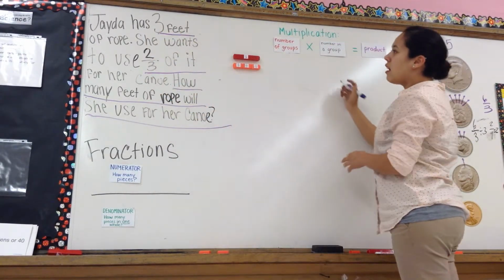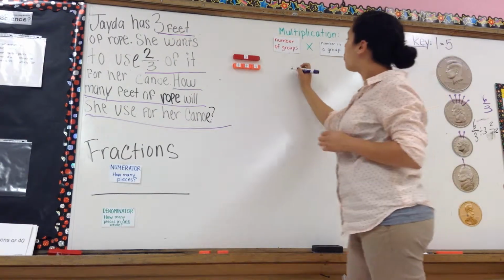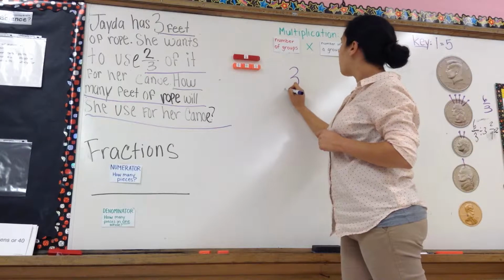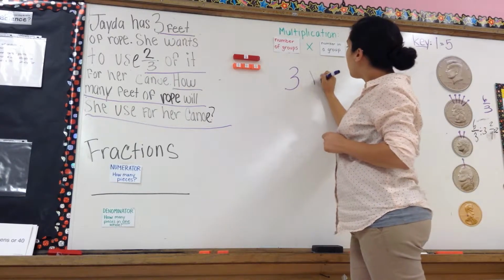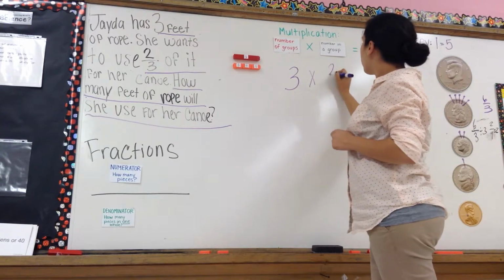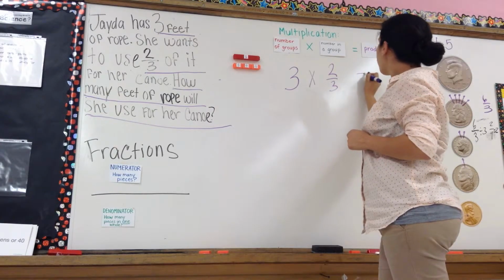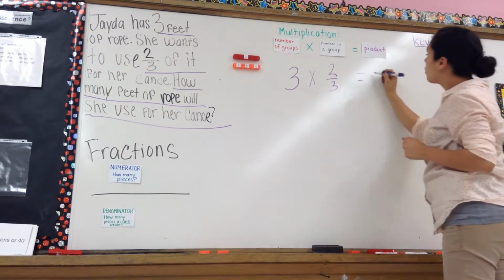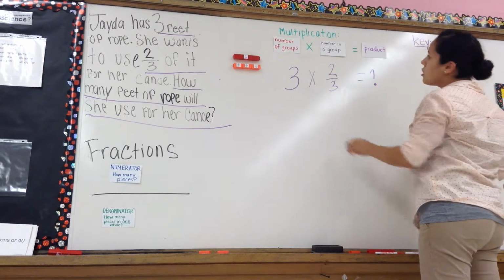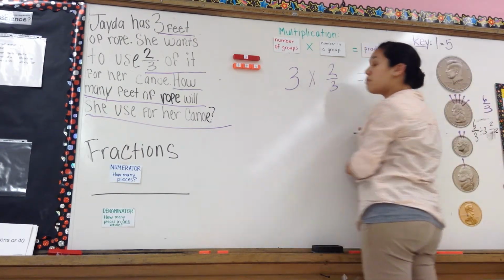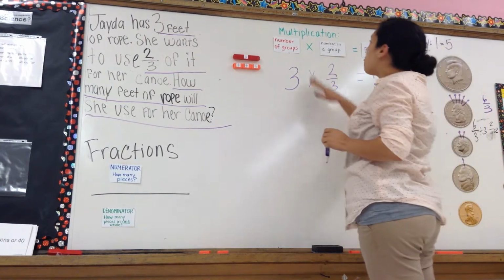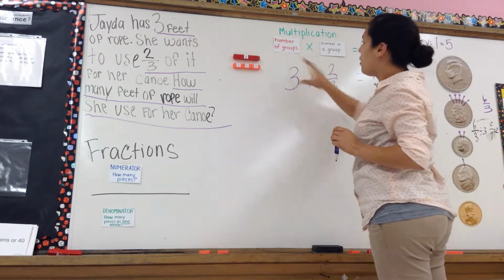So let's write down what we're going to multiply. We're going to write 3 feet times 2/3 equals our product, our unknown product. So let's review some vocabulary words before we get started on our problem. So multiplication, what does this 3 mean right here?